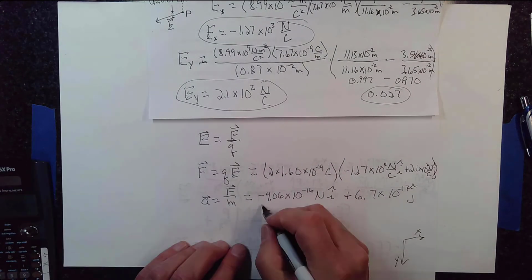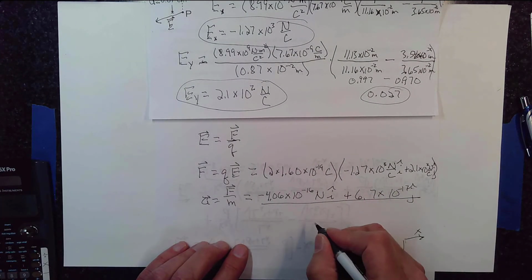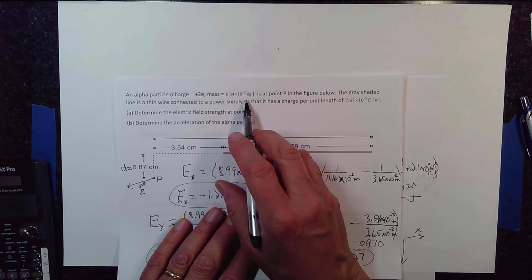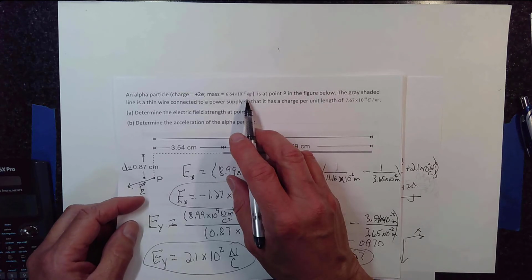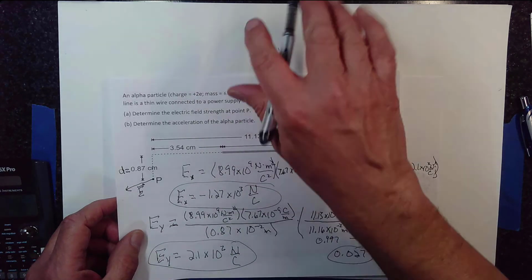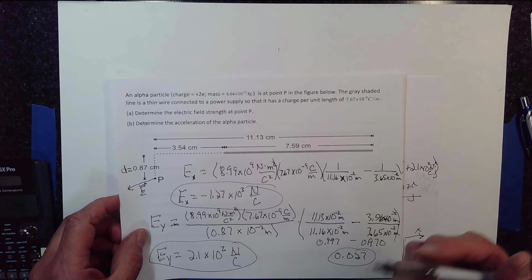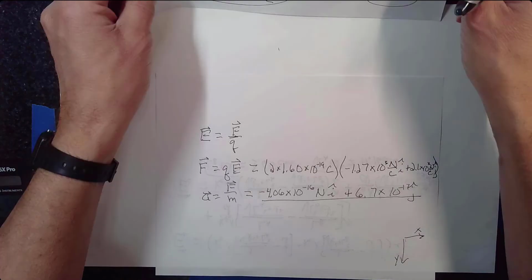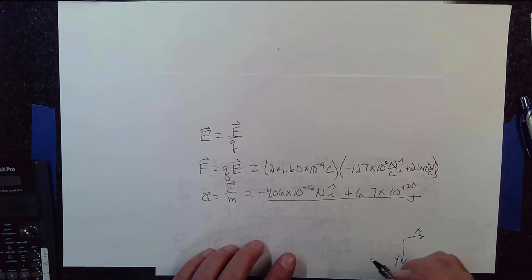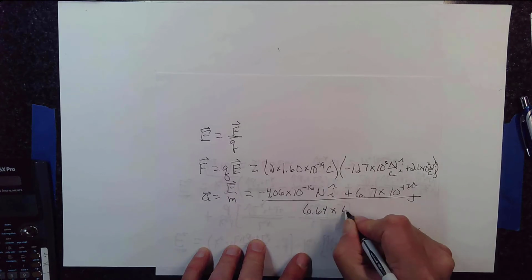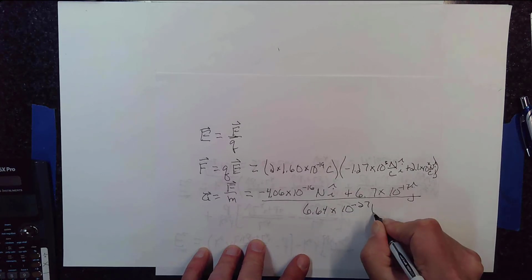And, whoops, I have to divide by the mass in order to figure out the acceleration. And the mass on the sheet here, 6.64 times 10 to the minus 27th kilograms. That's just about 4 times the proton or neutron mass. Not exactly. Turns out in a nucleus, some of the mass vanishes when it forms. It goes into the binding energy of the nucleus. That's a little bit of E equals mc squared there, but 6.64 times 10 to the minus 27th kilograms.